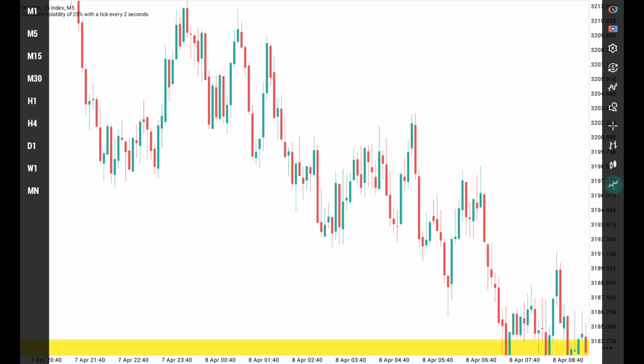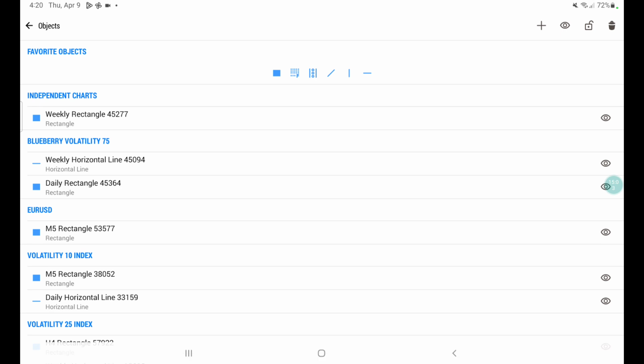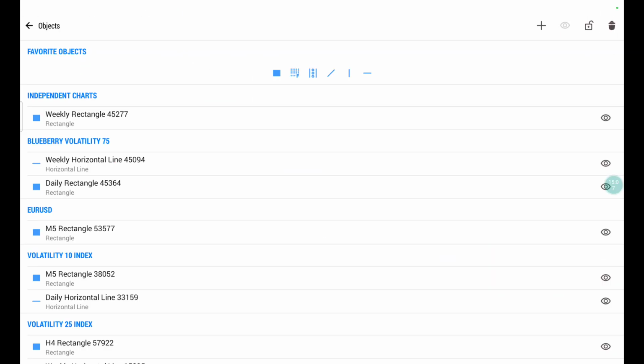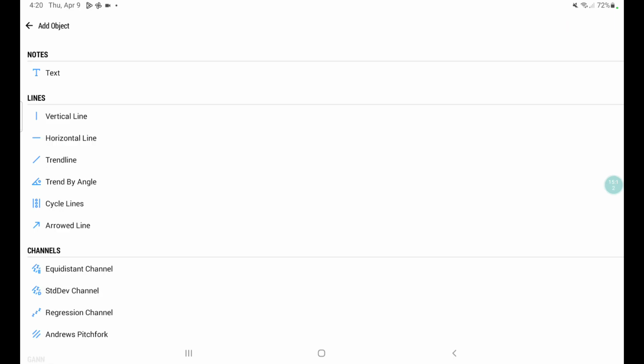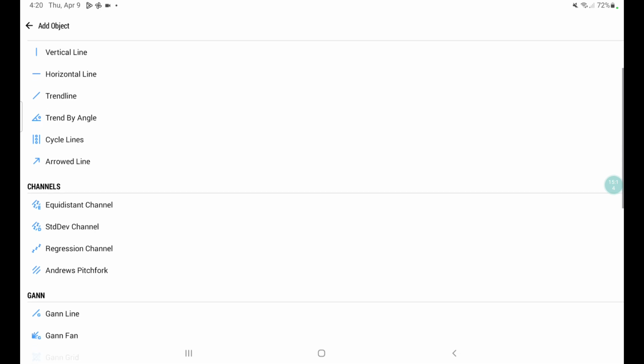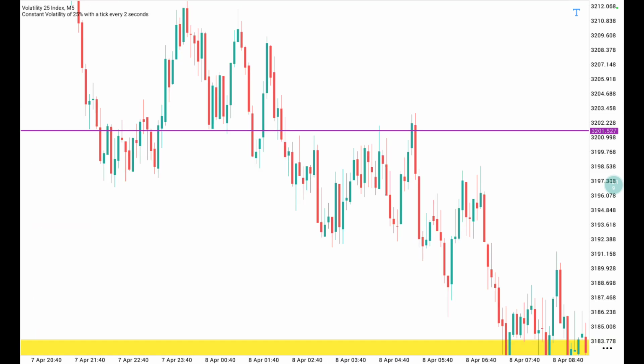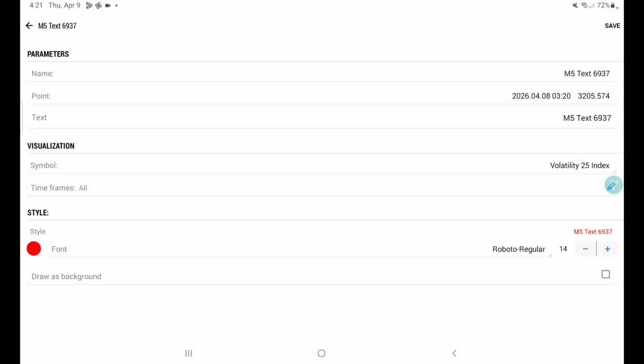Maybe I should start using my horizontal line. And with MT5 you can actually add text now. Is it called text? I saw it recently. Let me try it out. I haven't been using it, but I saw it recently.